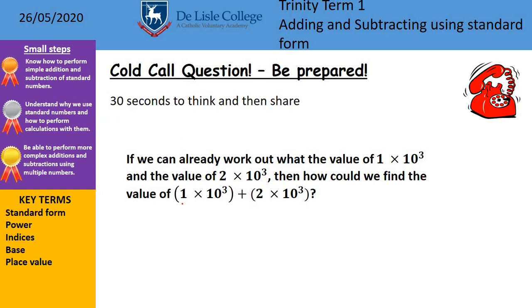So initially what we're going to do is take this number here and write it as just a normal number. If we then take this number here, 2 times 10 to the 3, we can also write that as a normal number. So we get 1,000 plus 2,000 is 3,000, which we could then choose to write back in standard form as 3 times 10 to the power 3.